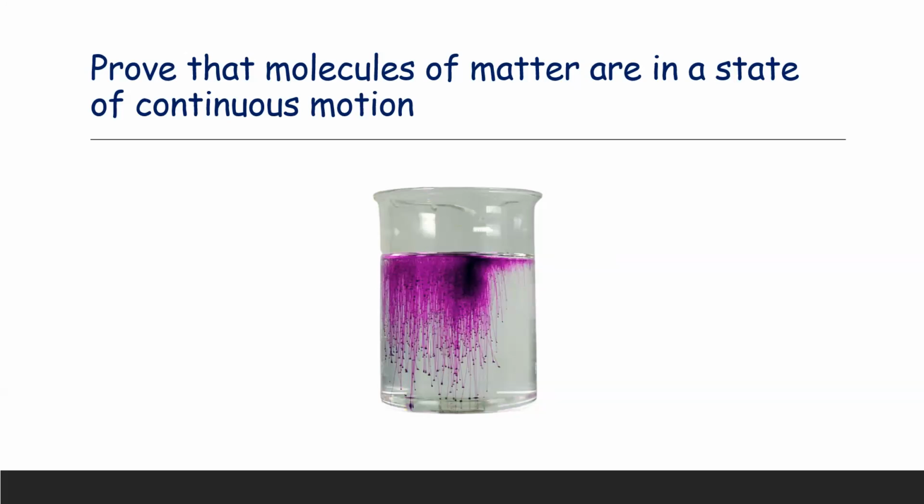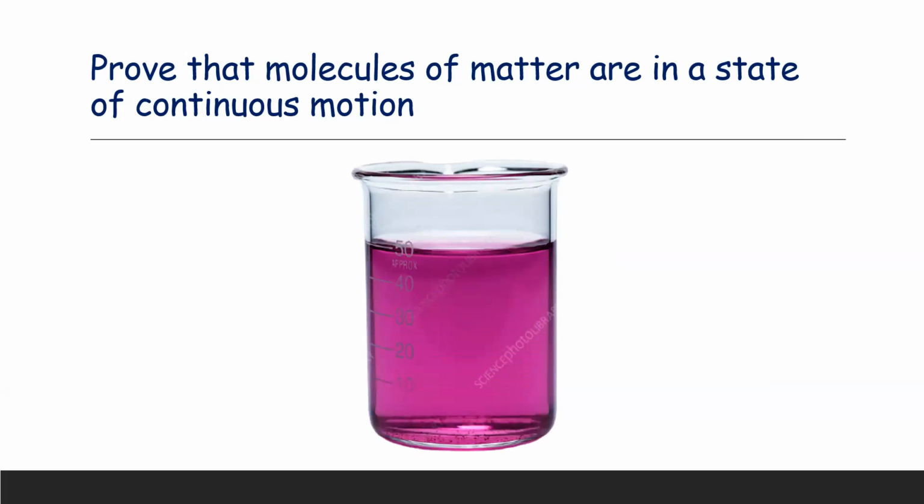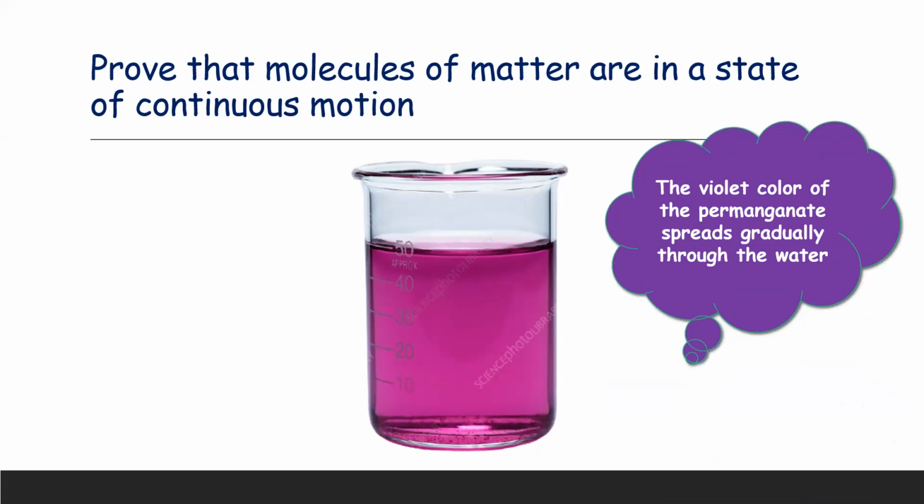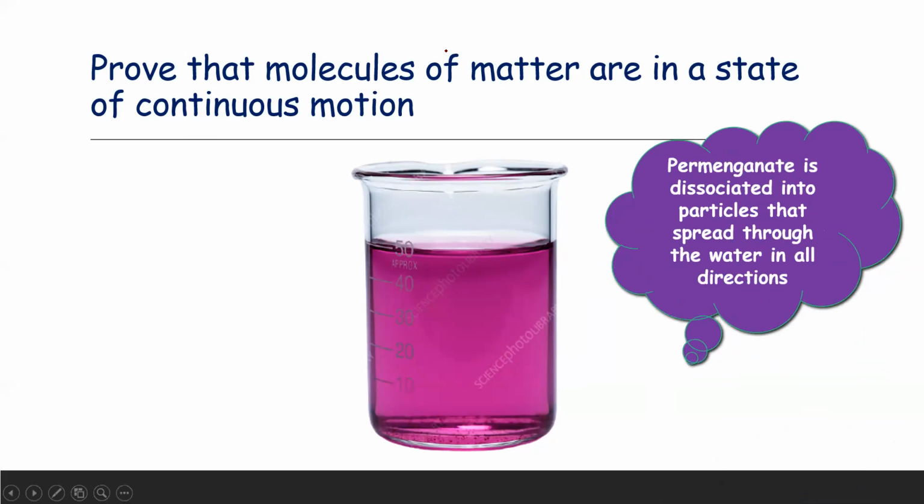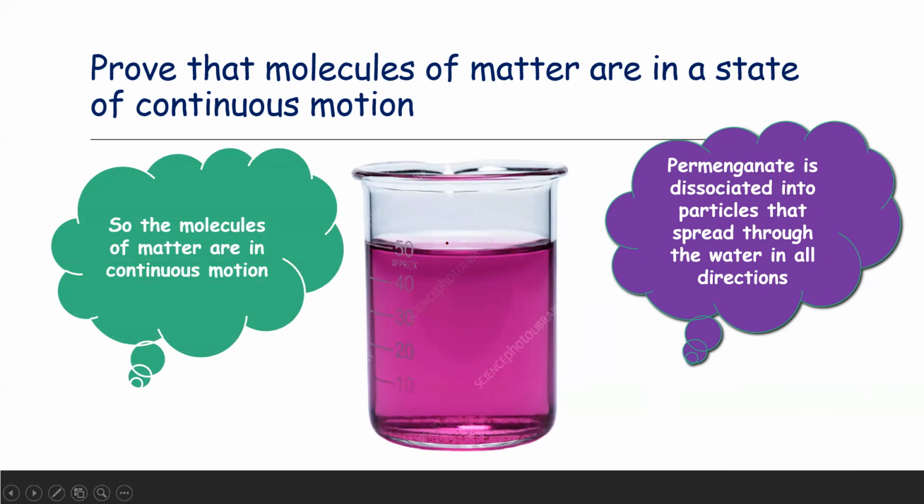The water, all of the water, without mixing them, will become violet, the same color as the potassium permanganate or the food coloring. Why? I didn't mix them. Because the molecules of the dye and the molecules of water already are in continuous motion. Because they are moving, they colored all the water violet. The violet color of the potassium permanganate spreads gradually through the water. The permanganate dissolves in the particles of the water, so its color changes. That is the proof that the molecules are in continuous motion.